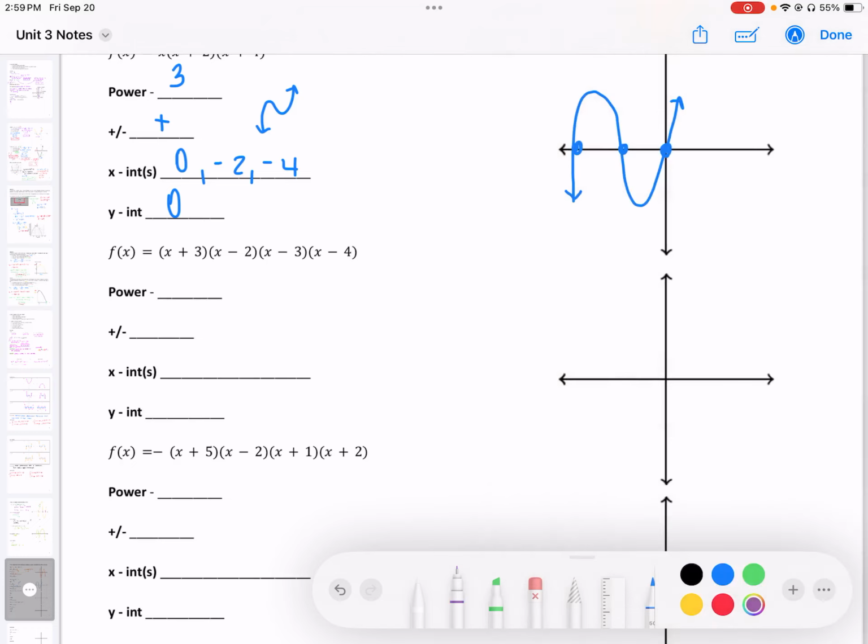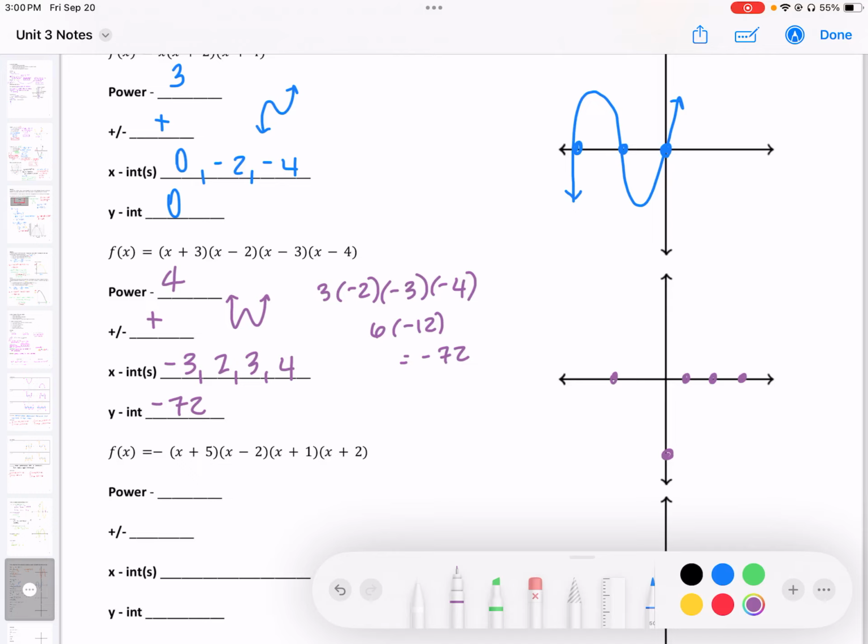My next one is a power of 4. It is positive, roots of -3, 2, 3, and 4. Okay. My y-intercept is going to be 3 times -2 times -3 times -4. Okay, so that'll be 6 times -12, or -72. So it's way down here. It's a power of 4, and it's positive, so I know it's going to be that W shape. So I'm going to go ahead and draw that curve.